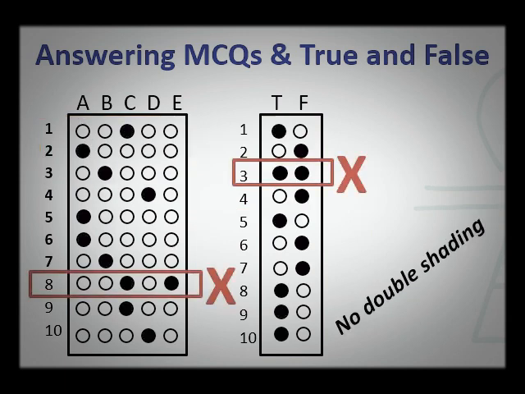You should also know that double shading within the same question would spoil the whole grade. So in number 8, you can see that there are two bubbles that are shaded. This would be read as a wrong answer, as well as in number 3 at the true or false, the two true and false are shaded. The computer would see that as a wrong answer. So make sure it's only one shading per question.